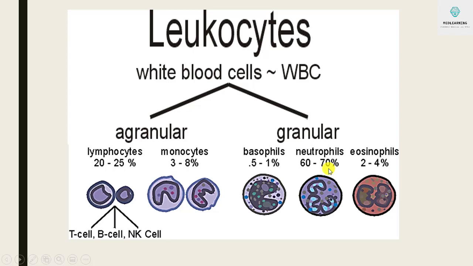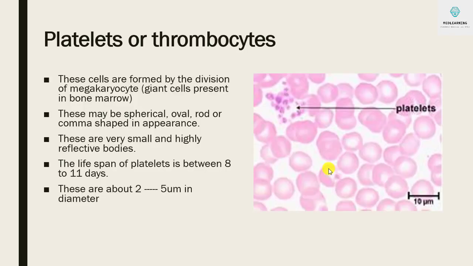So if I move to my last slide, I'm going to talk about platelets a little bit. So platelets are the third type of cells that are present within the blood. I don't know if you are keeping count, but these are the third type. And these are basically called thrombocytes. They are formed from megakaryocytes, and these are present in the bone marrow.